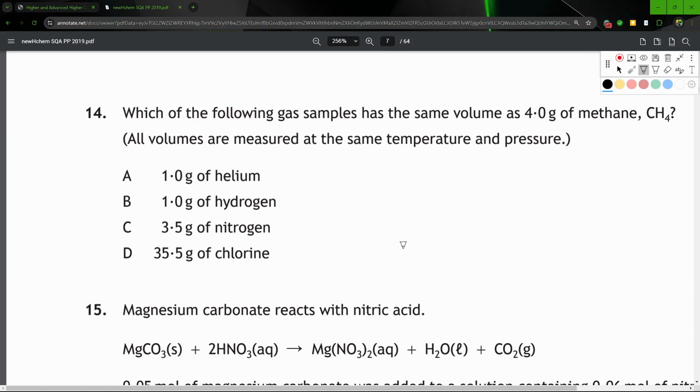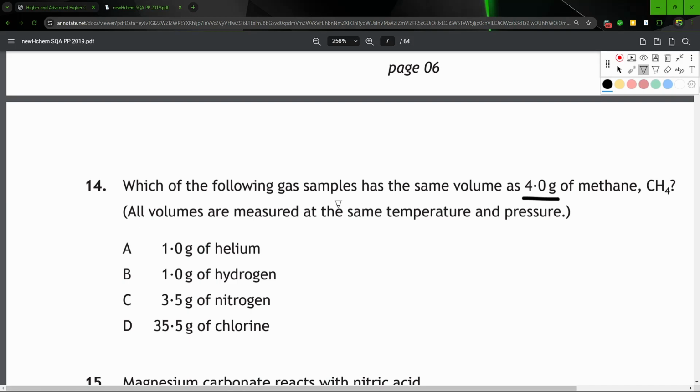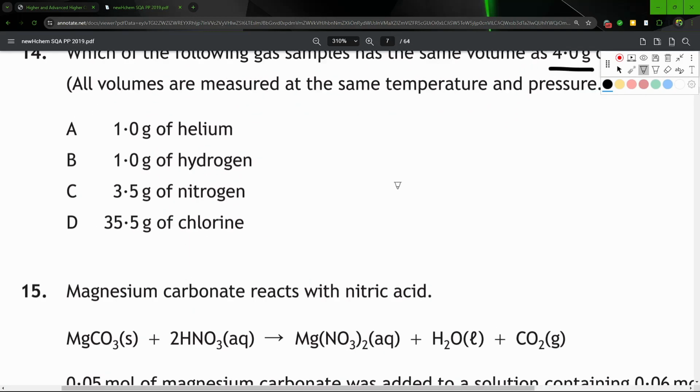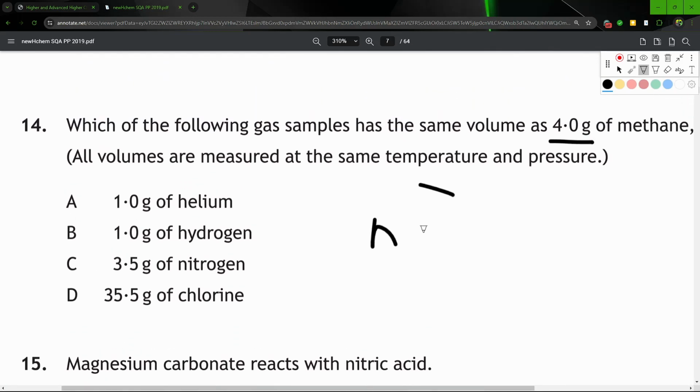14. Which of the following gas samples have the same volume as 4 grams of methane? So this is basically asking, because all the volumes are measured at the same temperature and pressure, that means that they're equal to moles, right? So it's basically asking which of the following samples have the same moles as 4 grams of methane. And we can calculate the number of moles. We can pull out n equals m over Fm.